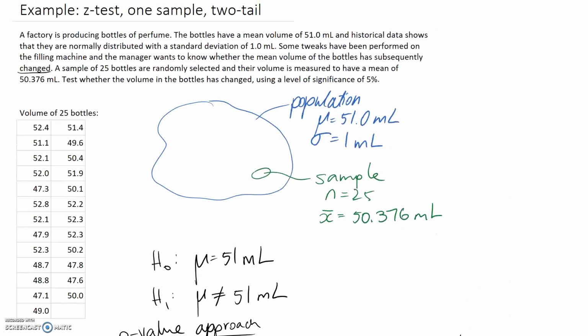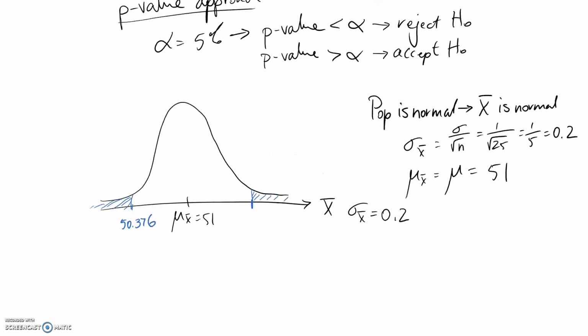Again, that's because we're looking at whether the volume of the bottles has changed, so it got bigger or smaller, not one way, so not just whether the volume of the bottles has got smaller. And that's where the one-tail versus two-tail test comes in. So we're going to be doing a two-tail one.